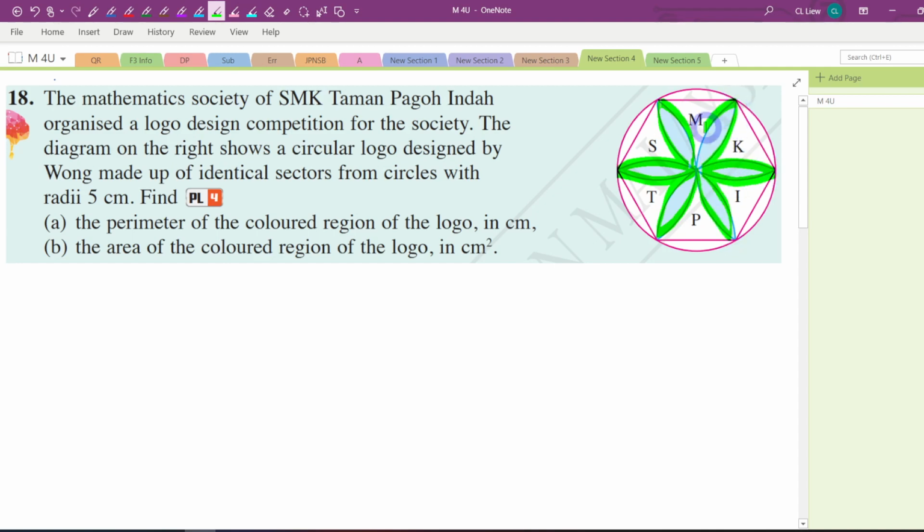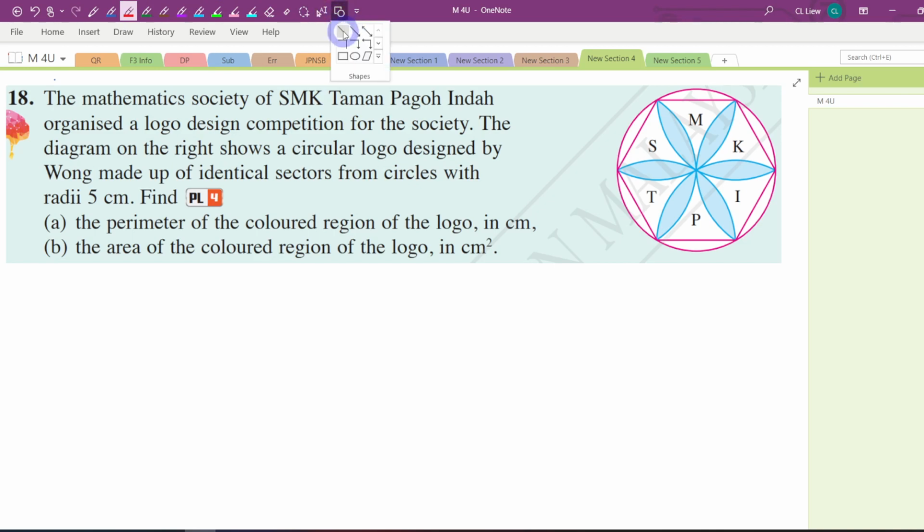We want to find the perimeter here. What we need to do is just find one of them, and then we multiply by 12. Why? 1, 2, 3, 4, 5, 6, 7, 8, 9, 10, 11, 12. The question tells you that the radius of this circle is 5 centimeters.